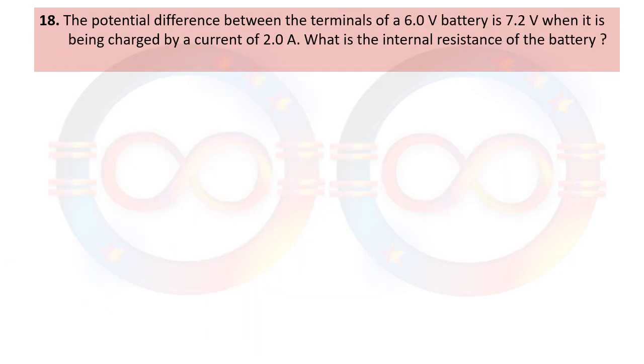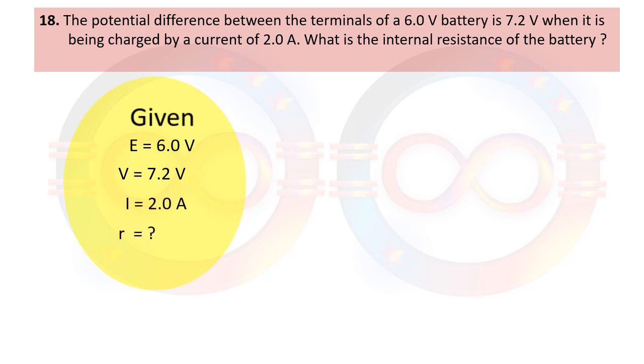Question number 18 says the potential difference between the terminals of a 6 volt battery is 7.2 volt when it is being charged by a current of 2 ampere. What is the internal resistance of the battery? So what is given here? EMF is 6 volt. The terminal potential difference while charging is 7.2 volt. And the current is 2 ampere.